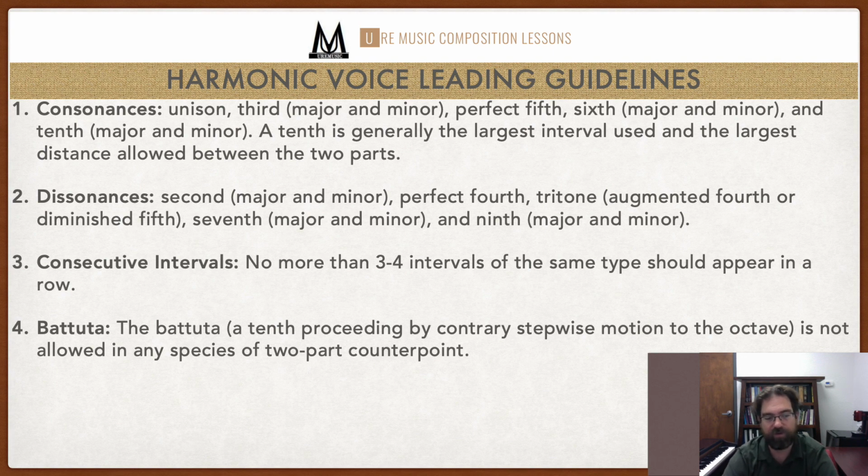With consonant intervals, you should have no more than 3 intervals of the same type in a row. So you don't want to have more than 3 thirds. That 4th one, you should try to find another interval. What happens is after about the 3rd one, it all starts to blend together and it sounds like a single melodic line. So we want to limit it to 3 of the same interval in a row and no more than 4, and only for an emergency or if you really like the sound of it. The Battuta is not allowed in any species of 2-part counterpoint, but again, it can only occur in first species.